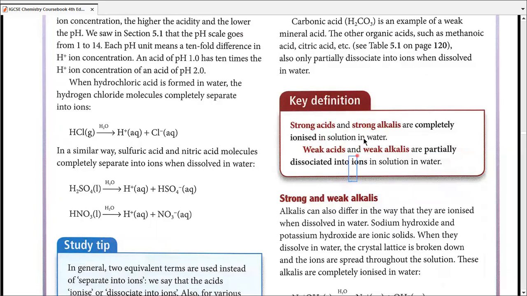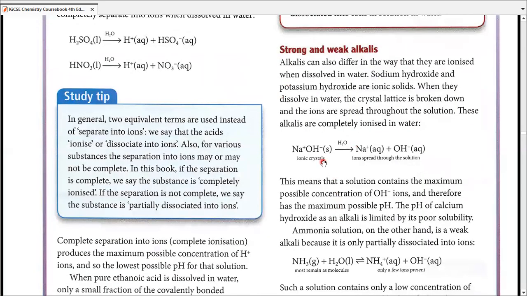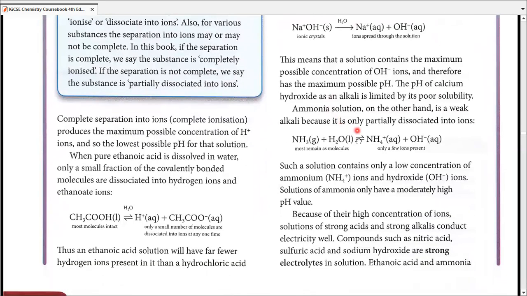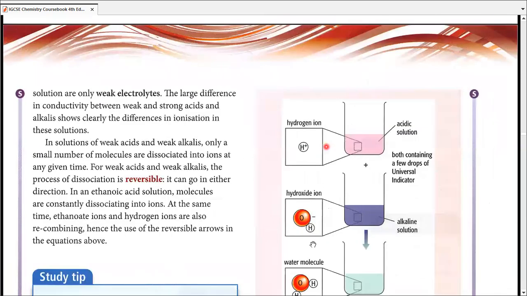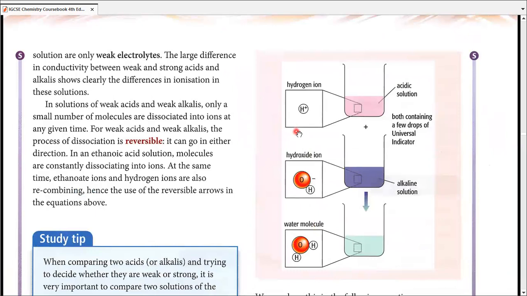Yes, sir. Good, great. So when I talk about weak and strong alkalis, NaOH or sodium hydroxide is the one for which I can give the example of a strong alkali. Ammonia solution, however, can be taken as an example of a weak alkali. Okay, so moving on. Remember, for strong alkalis, it's an irreversible reaction. For weak acids or alkalis, the reaction is reversible.